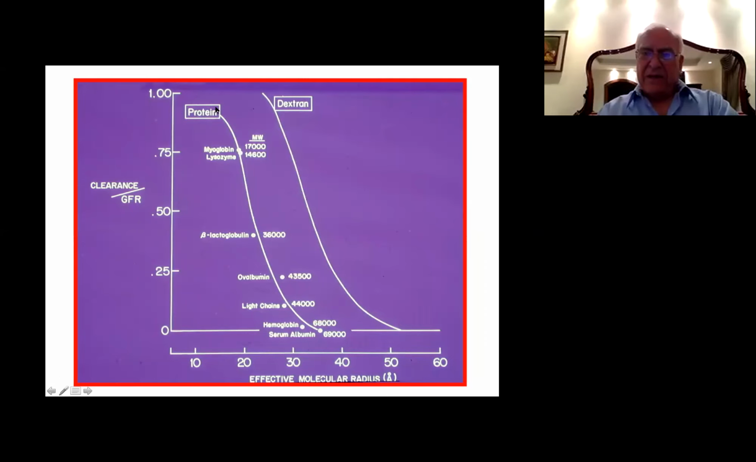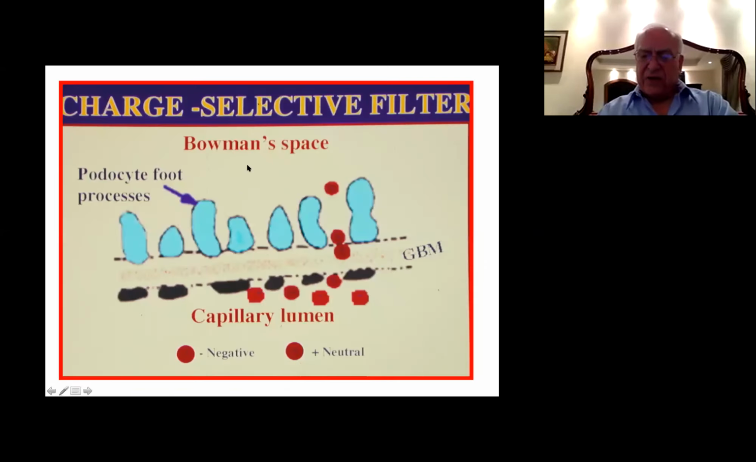Again, it depends upon the charge, as we'll see later on. So it's not only the size of the molecule, but also the charge of the molecule. Remember that the foot processes are negatively charged. So for any negatively charged substance, it's really difficult to go through. It will be repulsed back, while a positively charged substance comes through easily.